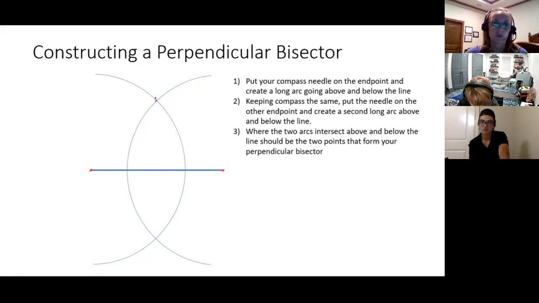If you connect where the arcs intersect on both the top and the bottom and draw a straight line up and down, it will be the perpendicular bisector. So it is perpendicular. It also cuts this blue line segment in half exactly. So this side of the line segment is the same as this side, which makes this the midpoint.